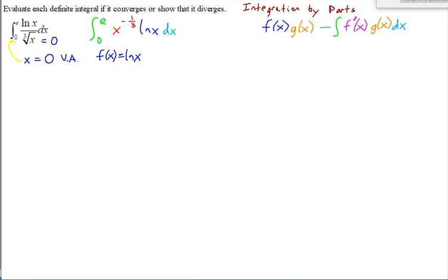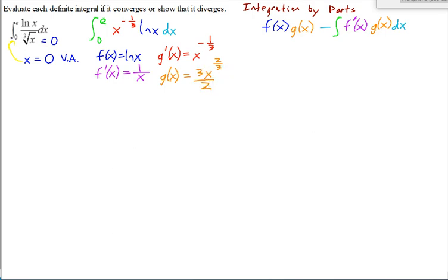And then x to the negative 1/3, even though they're both pretty easy, we set g prime of x equal to x to the negative 1/3. So then we find f prime of x: the derivative of natural log of x is 1 over x. And then integrate g prime of x. Using our power rule, we add 1 to the exponent, adding 3/3 gives you x to the 2/3. Dividing by the 2/3 is the same as multiplying by 3/2.